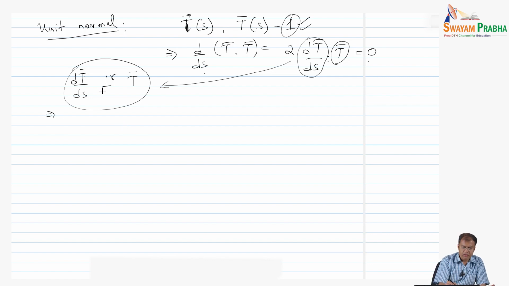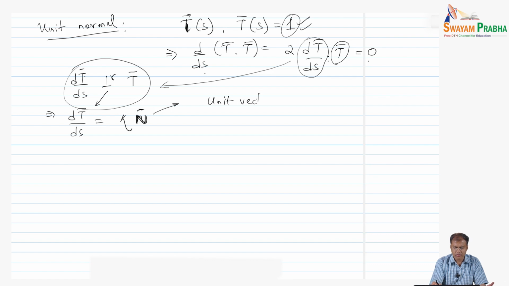So this result says that dT/ds is some constant times the normal to the curve, let's say n, right? Normal to the curve n. Well, I think we have been using small letters for unit vectors and capital letters for typical vectors, which may or may not be unit. So readers should not be confused: these are all unit vectors.